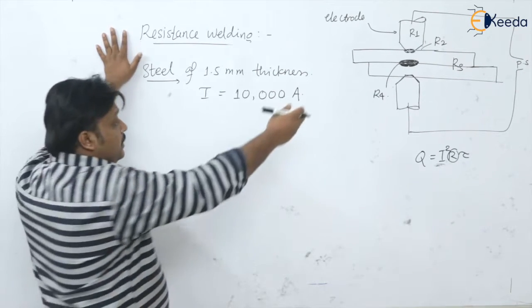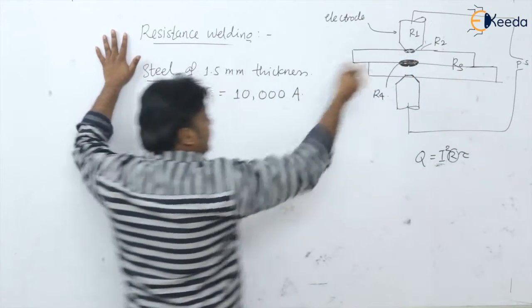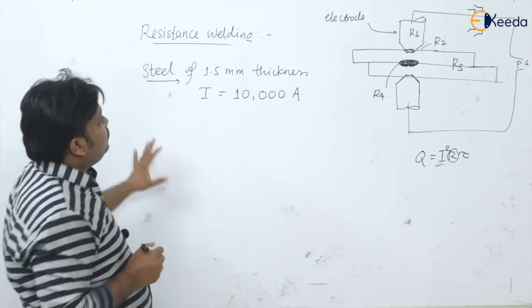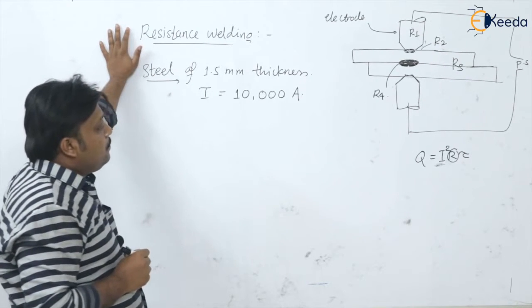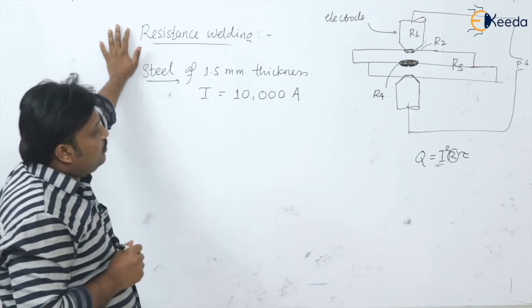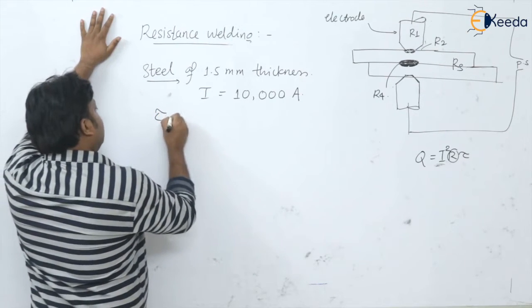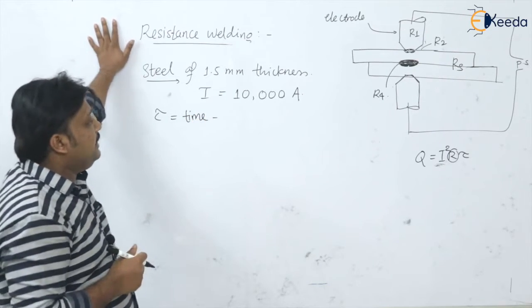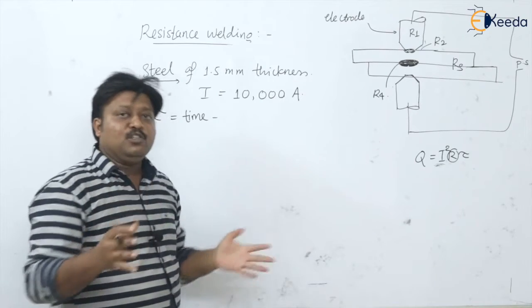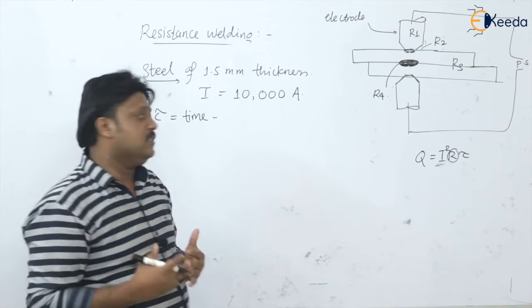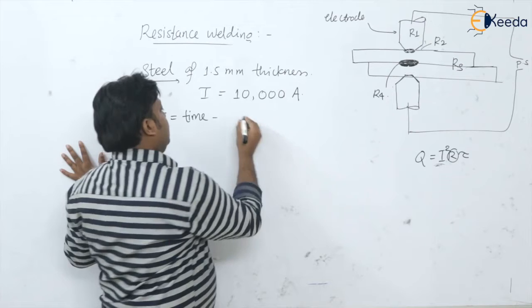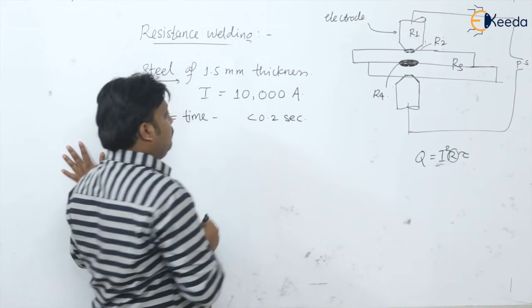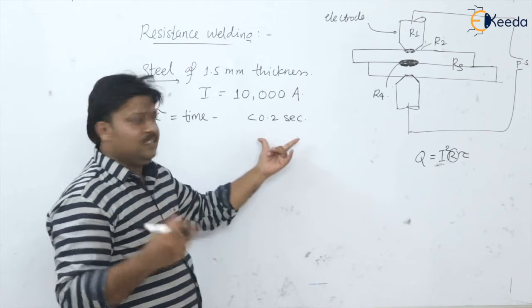That's why the heating is obtained there, resistance heating, isn't it? So this is about the current. Now if I talk about the time, so tau is what? The time during which the current is flowing through the circuit. So definitely this huge amount of current is flowing through the circuit for a very short period of time. It is generally less than 0.2 seconds and up to milliseconds also.